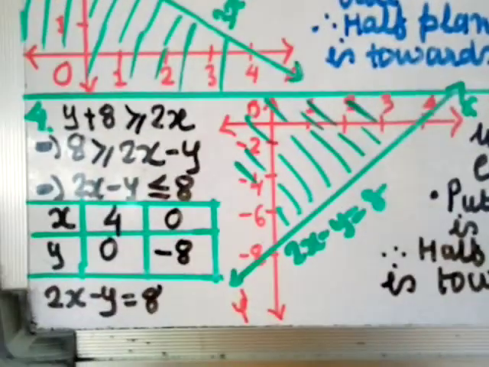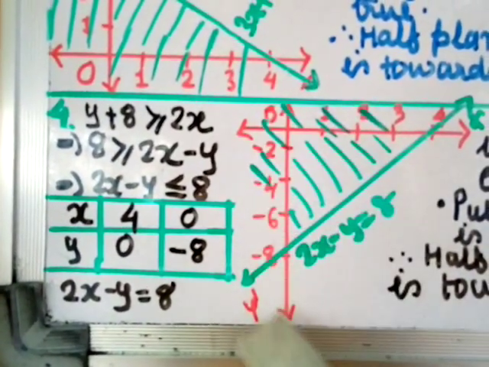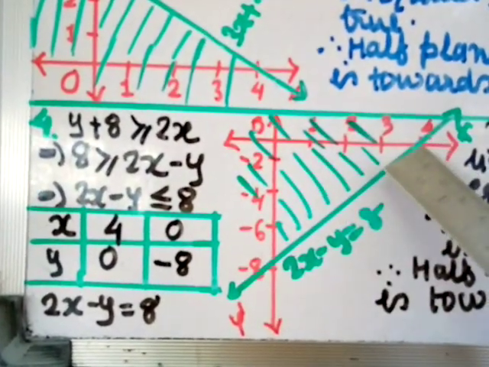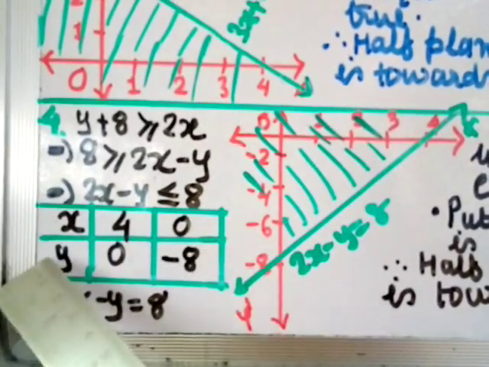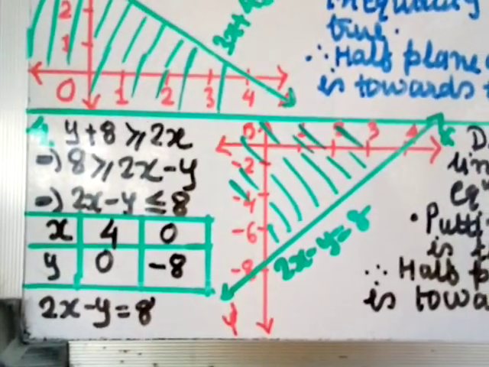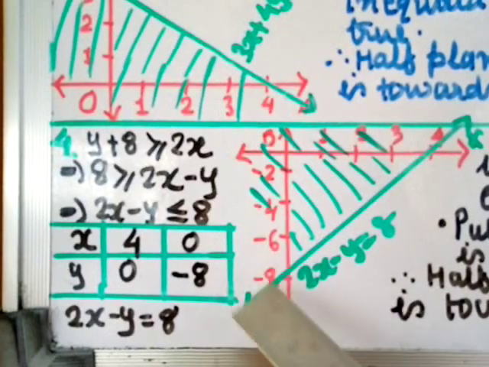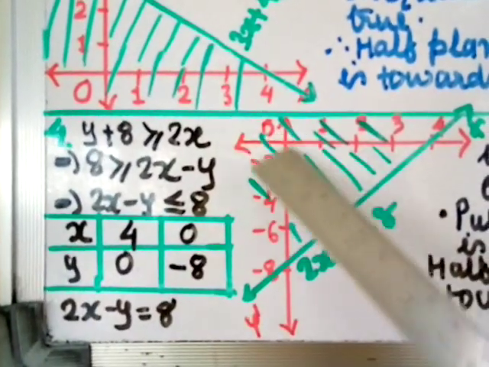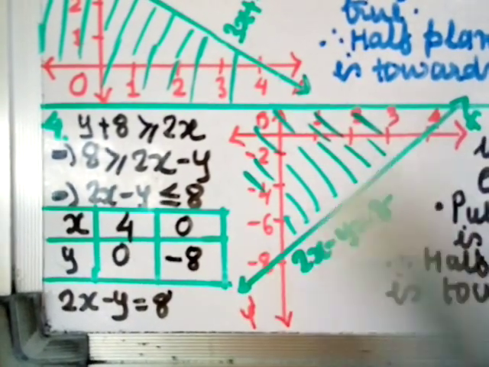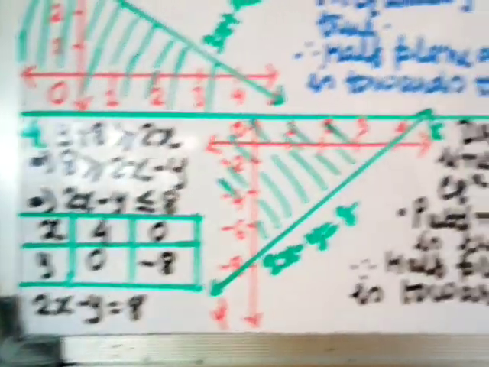Let us draw the graph. When x is 4, y is 0. So this is the x-axis, this is the negative y-axis. y is 0, x is 4, so this point. When x is 0, y is minus 8. I have taken the scale as 2 centimeter equal to 2 unit. So minus 2, minus 4, minus 6, minus 8. So x is 0 on this line and y equal to minus 8. So this is the point. Join these 2 points, this is your line 2x minus y equal to 8. Now let us check which is the solution region.